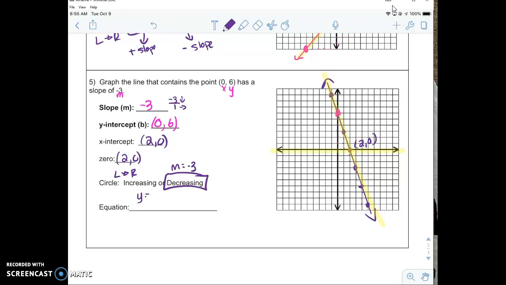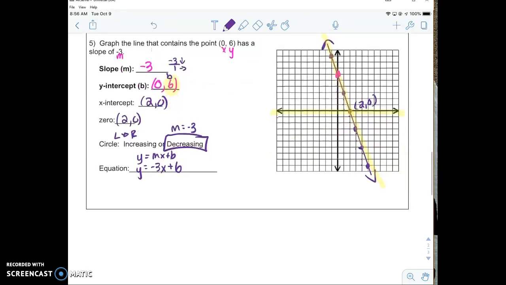Equation of the line, y equals mx plus b. I have the slope. My slope is negative 3x. Keep the x. For y-intercept, the b, I'm using the y value of that point. It's positive, so plus 6. My equation is y equals negative 3x plus 6.